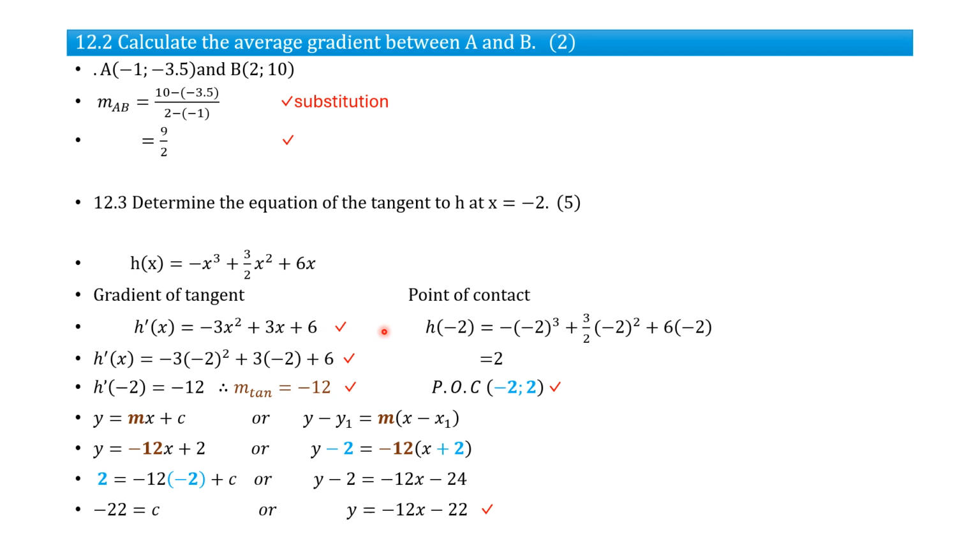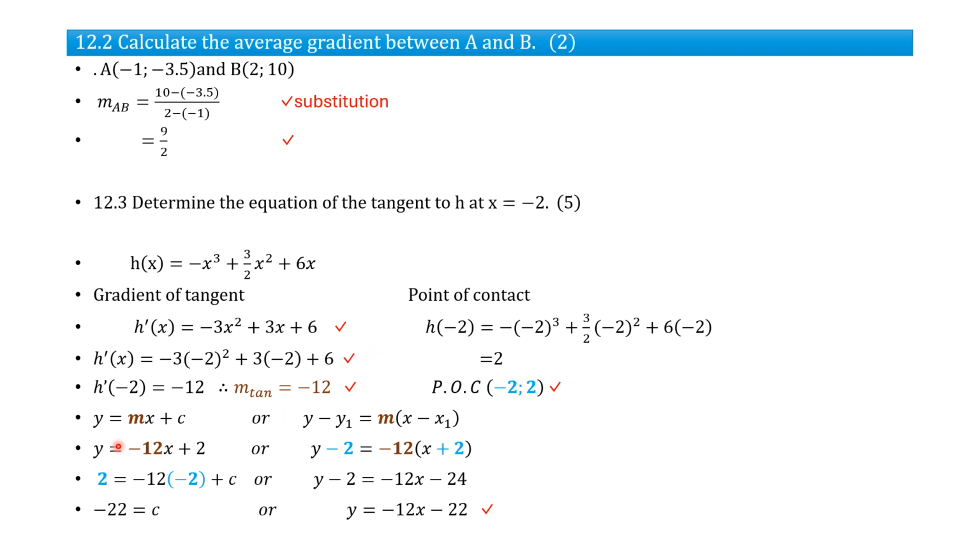So 1 mark for the first derivative. Another mark for substituting negative 2 in. 1 mark for getting the gradient of the tangent. Yeah, 1 mark for getting the point of contact. So that's 4 marks that I believe if you practice properly, you should get out of 5 marks.